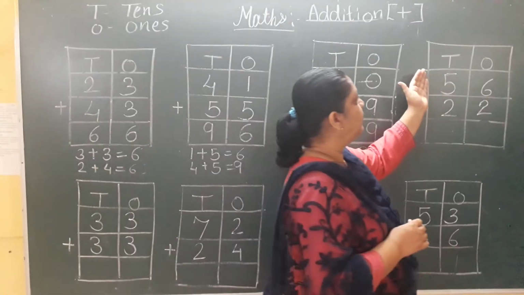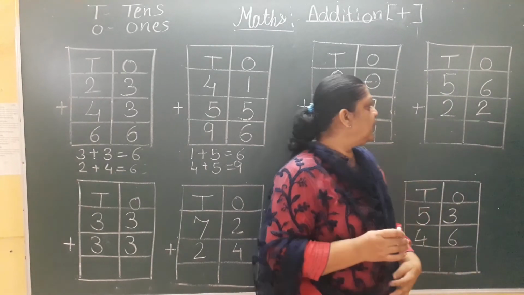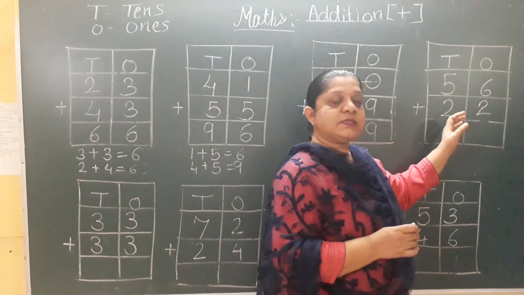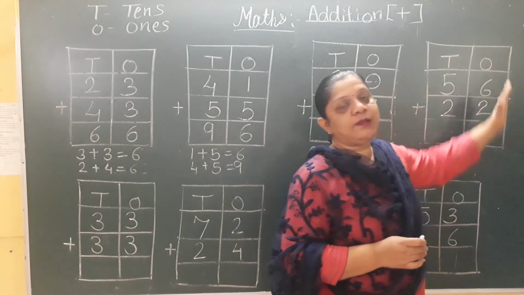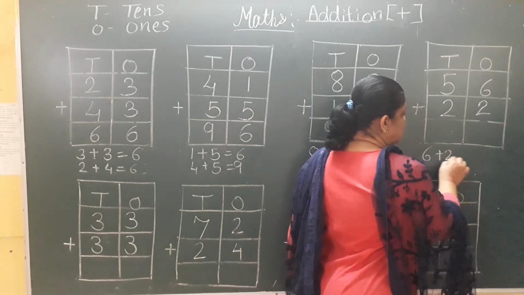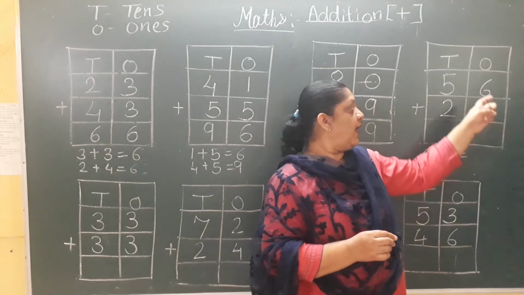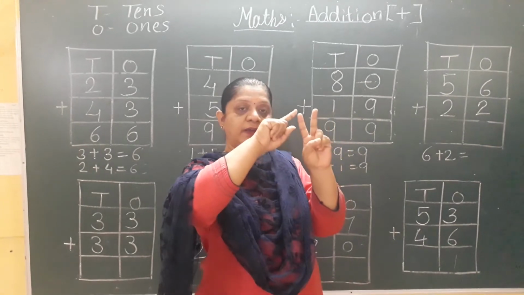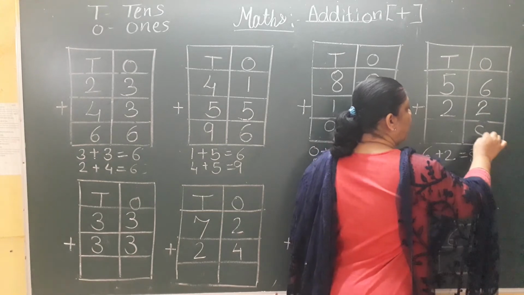Now next, 5 tens and 6 ones means 56, plus 2 tens and 2 ones means 22. Now students, start from ones. First we solve the ones column. 6 ones plus 2 ones is equal to, you just count 2 fingers after 6: 7, 8. Then you write 8 under ones.